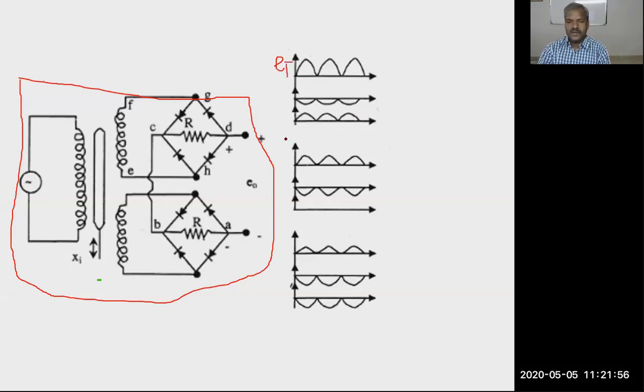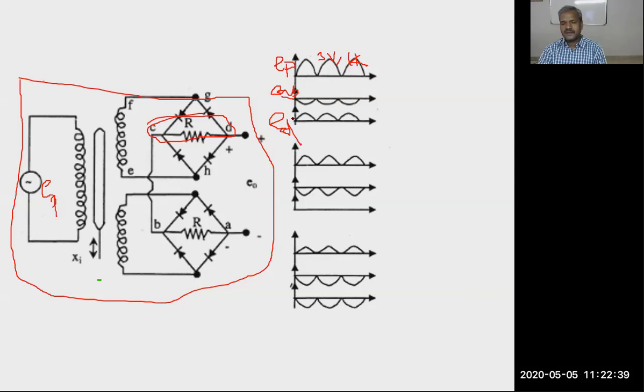EP. So we are exciting this EP with say 3 volt, 1 kilohertz. Assume the excitation is 3 volt and 1 kilohertz. So whatever the output across AB, this is EAB, and across this is ECD. So this is output across this C and D.